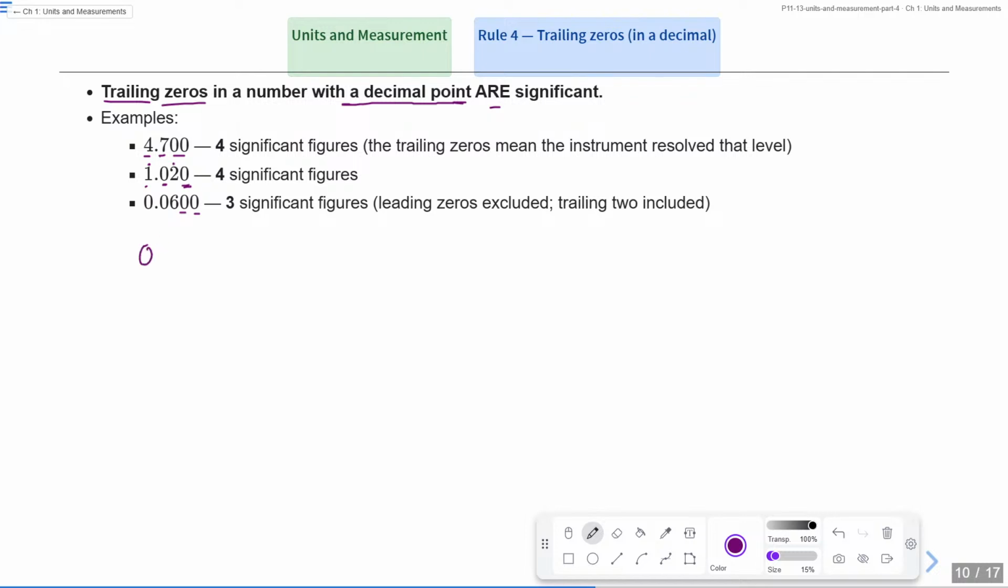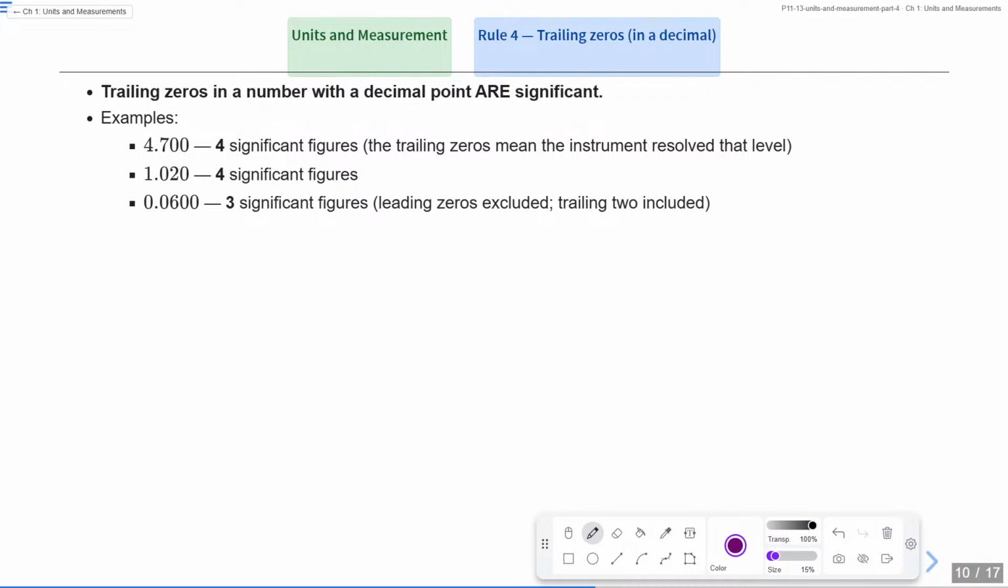In 0.0600, this is a non-zero digit, so it is significant. Okay, now these are leading zeros. Leading zeros are not significant. These are trailing zeros after the decimal, and these are significant. So how many significant figures? 3. Okay, that's how you calculate.